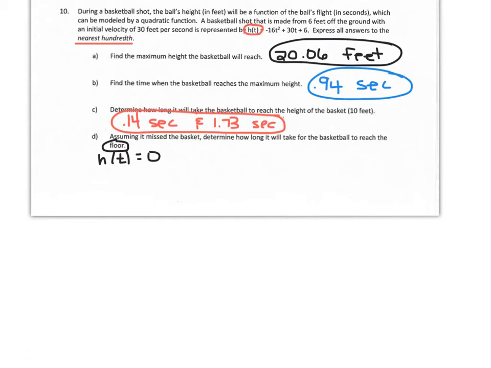I actually like to do it both ways and do a double check, but if we want to know when the height equals 0, we're going to replace h of t with 0 and just bring this side of the equation down. Our equation is already set equal to 0, so we can plug it right into the quadratic formula. We have a being negative 16, b being 30, and c being 6. So instead of x equals, we have t equals.